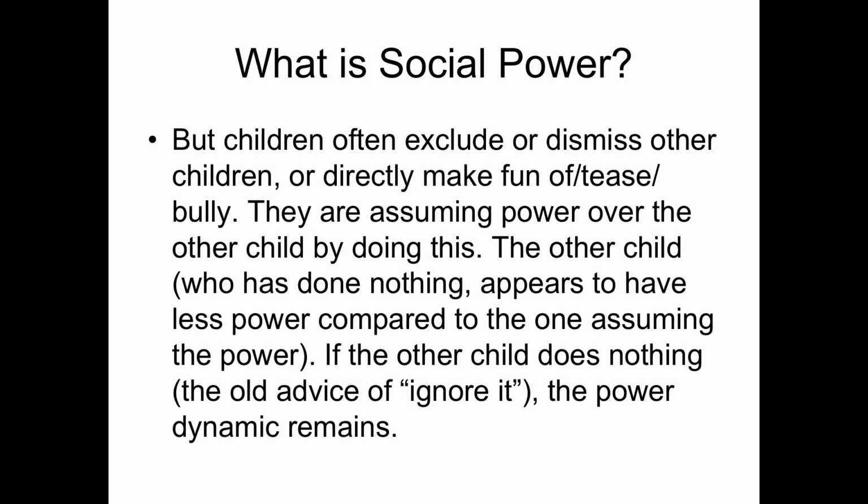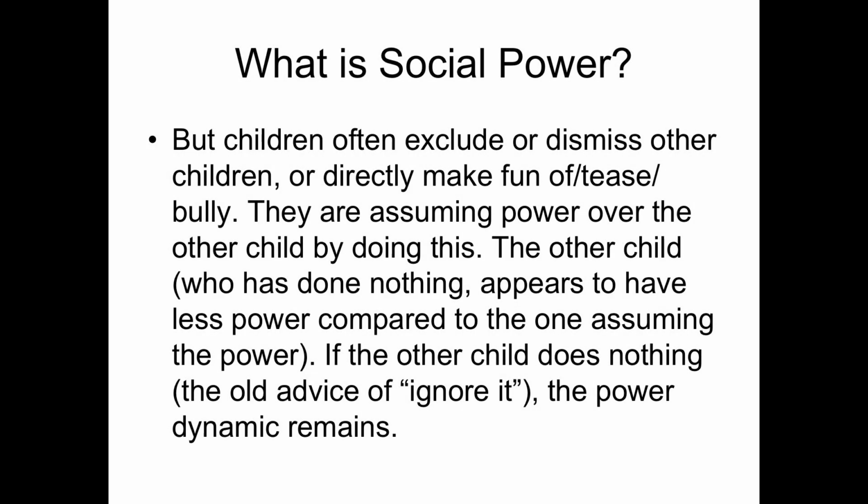But often children will be excluded or dismissed, and they'll maybe be bullied or teased or made fun of. And in this case, kids are then assuming power over the other child by doing this. So as soon as a child decides to tease or bully or say something that's derogatory, that's a social power move. So they're trying to put the other person down, and then the dynamic, which should be equal, becomes unequal. So it's asymmetrical. And the other child who has done nothing, which is really important, appears to have less power compared to the one who's assuming power.